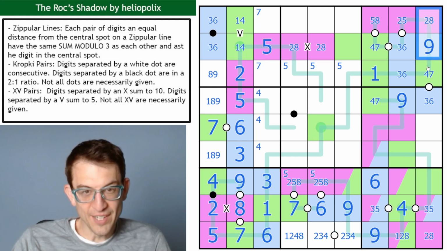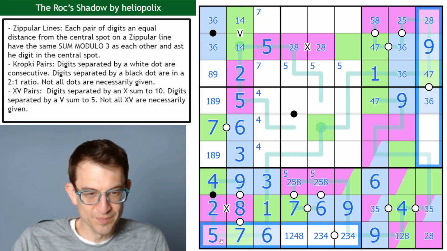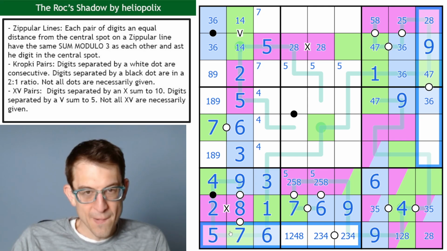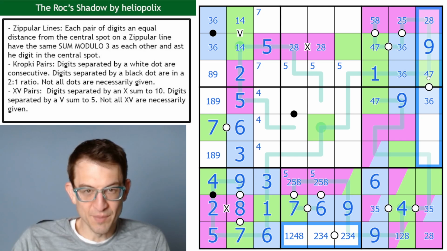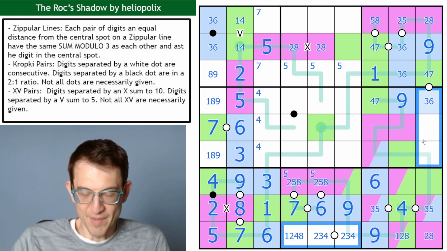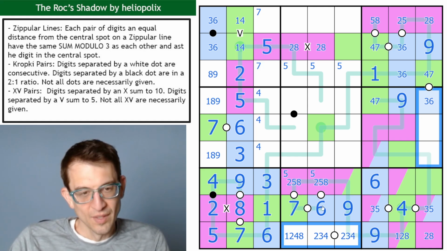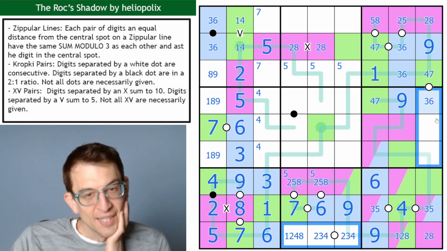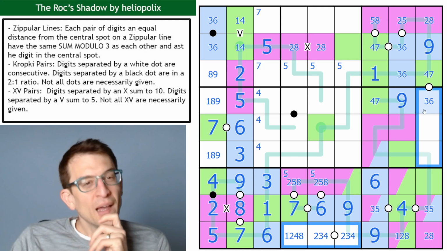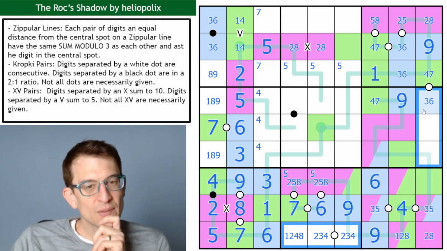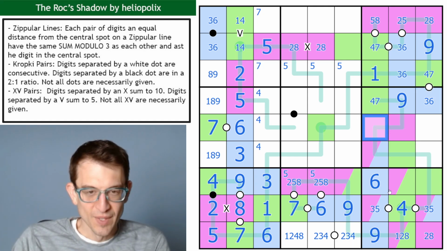Now, can I do something with these all sum to 0? Because I know these sum to 0, these sum to 0. I mean, this is what I started with, I guess. These all sum to 0. There's definitely a 3 in here. It's just too hard to see for me. Yeah, I don't know. Okay.